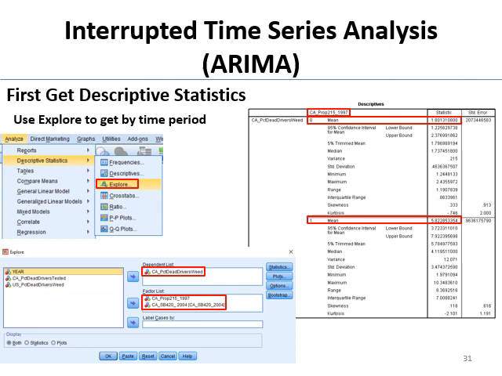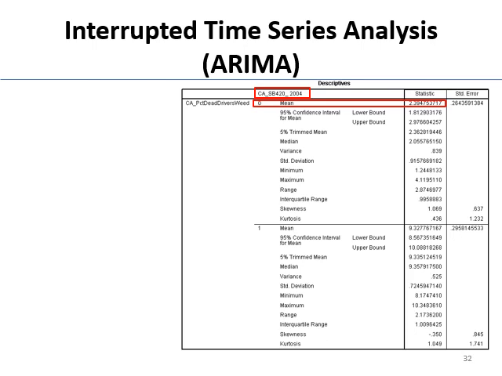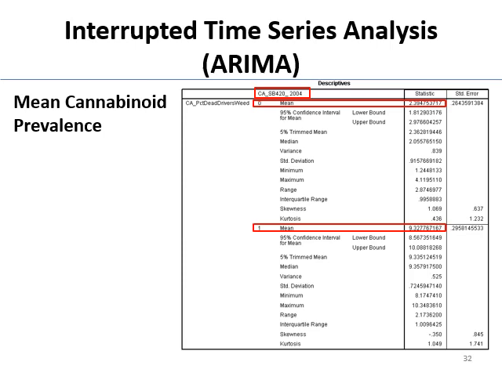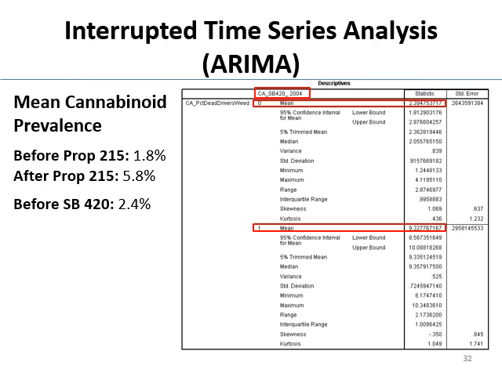There is Senate Bill 420. It was 2.39 prior to Senate Bill 420, and it was 9.32 after Senate Bill 420. So mean cannabinoid prevalence was about 1.8% before Prop 215, 5.8% after. But a lot of that after period includes the period that has Senate Bill 420 in it, right? So Senate Bill 420 was 2.4% in its pre-period, some of which was Prop 215 only, and 9.3% afterwards.